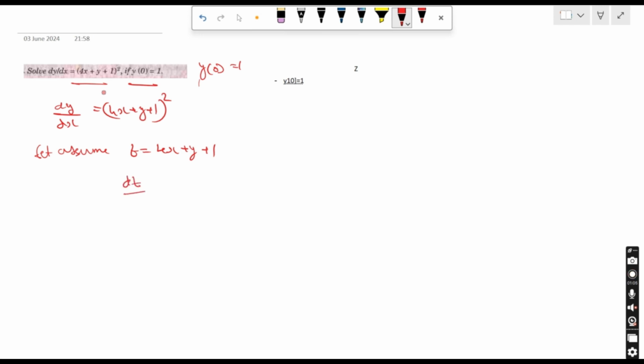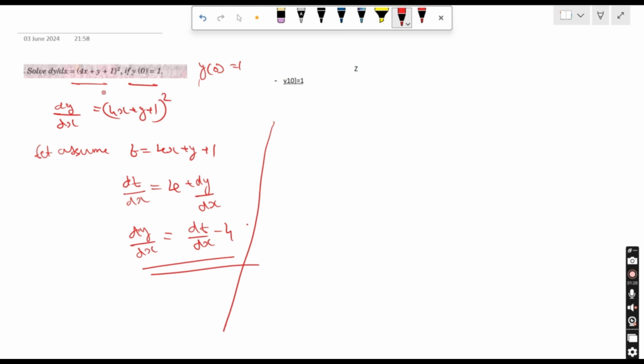So what will be dt by dx? Dt by dx will be 4 plus dy by dx plus 0, right? So from this we can write dy by dx will be dt by dx minus 4. Now we have a substitute for dy by dx in terms of t.